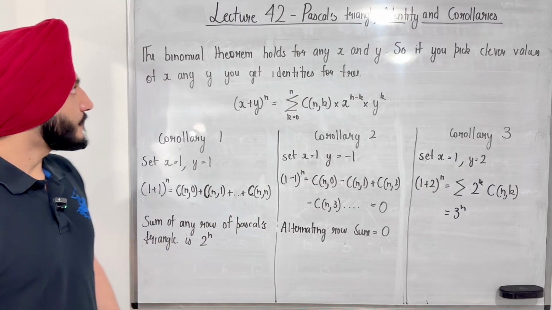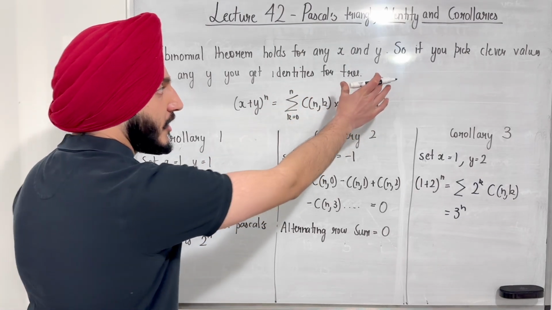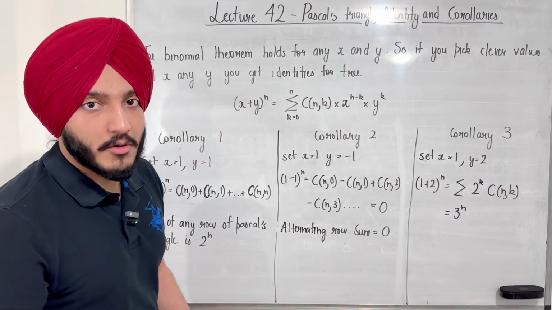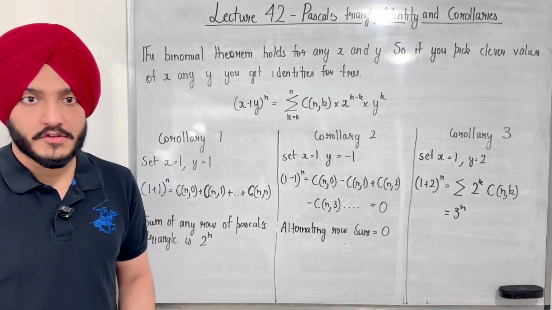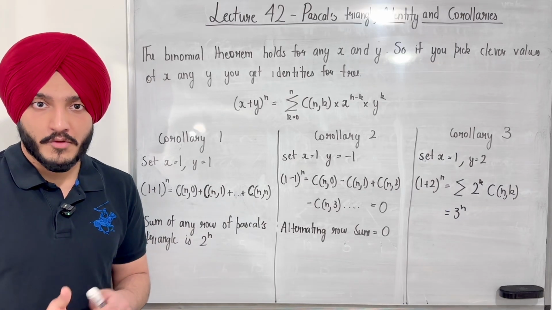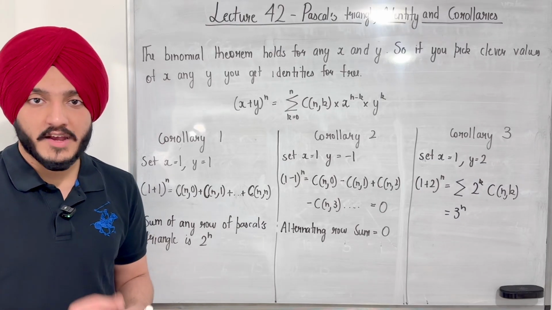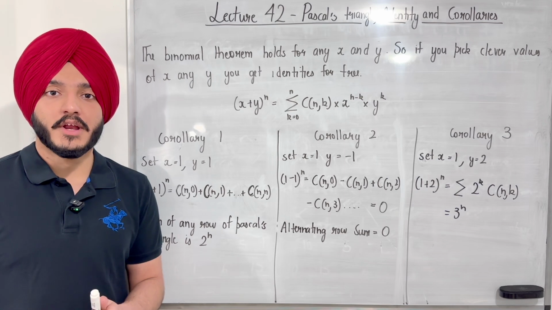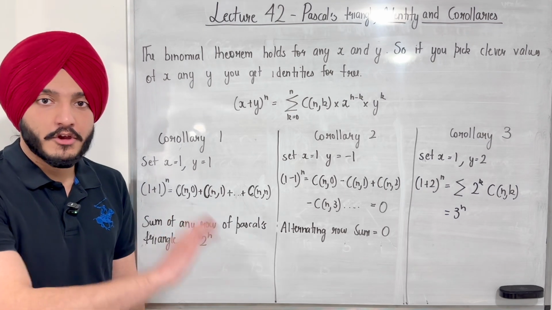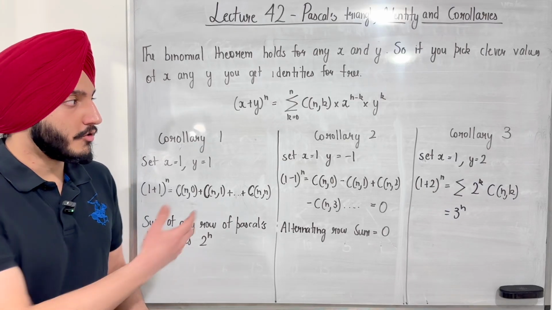Okay, so the binomial theorem holds for any x and y. So what we're going to do is pick clever values of x and y, and we will get identities from it, which will be the corollaries that we look at. So once again, the idea is very simple. You already know the binomial theorem, which is a major result. We're just going to pick some specific x and y values, and that will give us some identities, which are very important. I'm going to quickly explain all three of them on the board first, and then I'll show you the animation proofs of these corollaries as well.